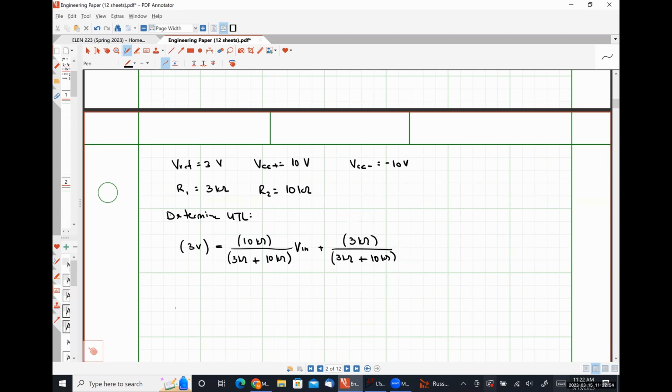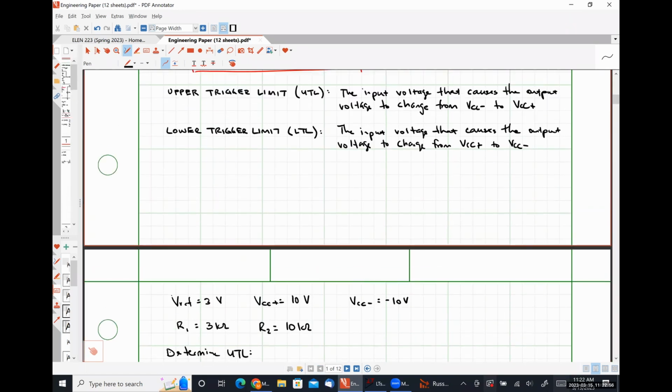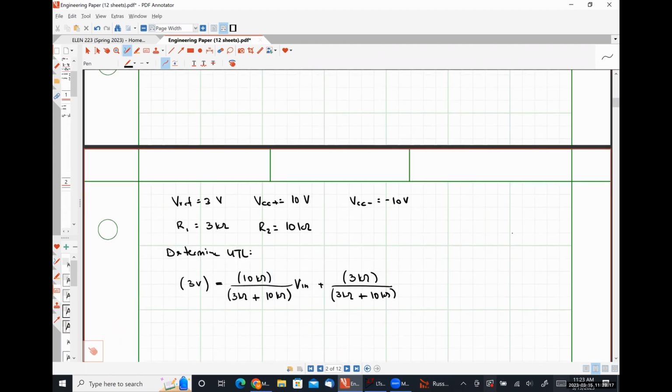So let's talk about this specifically because this is where things can be weird-ish, right? So the upper trigger limit is when we're transitioning from VCC minus to VCC plus. So this is the output voltage that we use to calculate the upper trigger limit. We're seeing it transition from this. So VCC minus in this case is negative 10 volts.